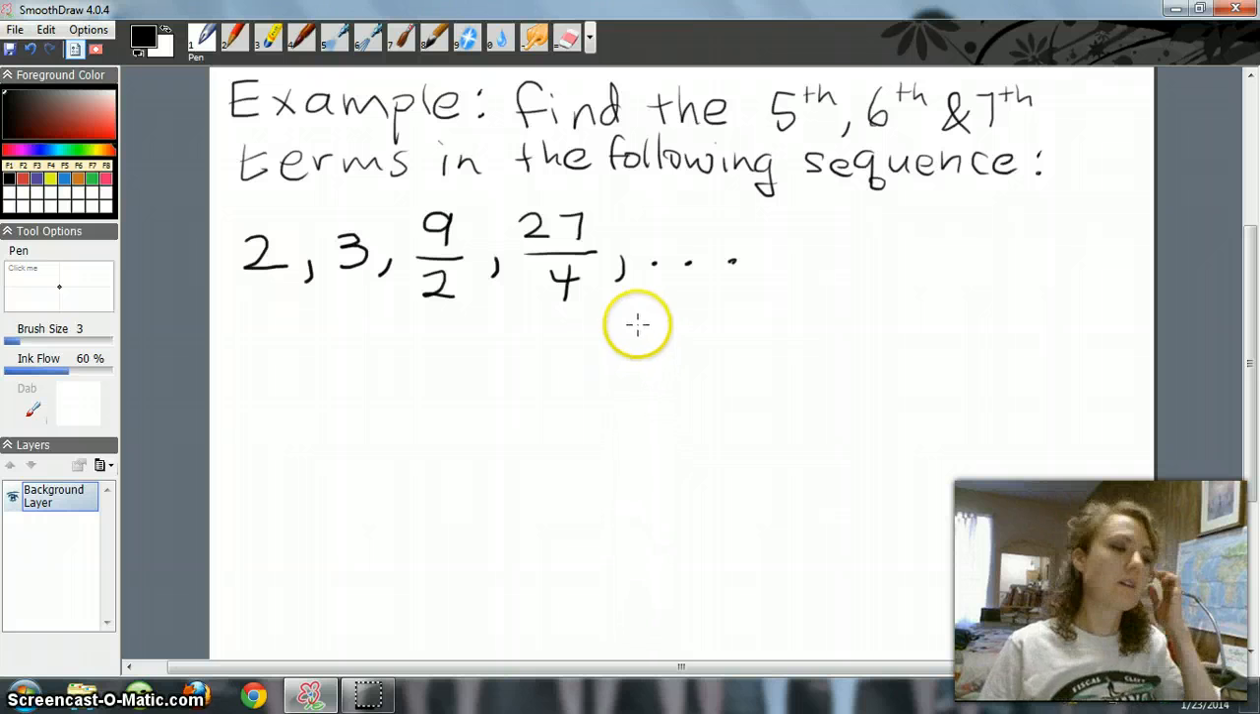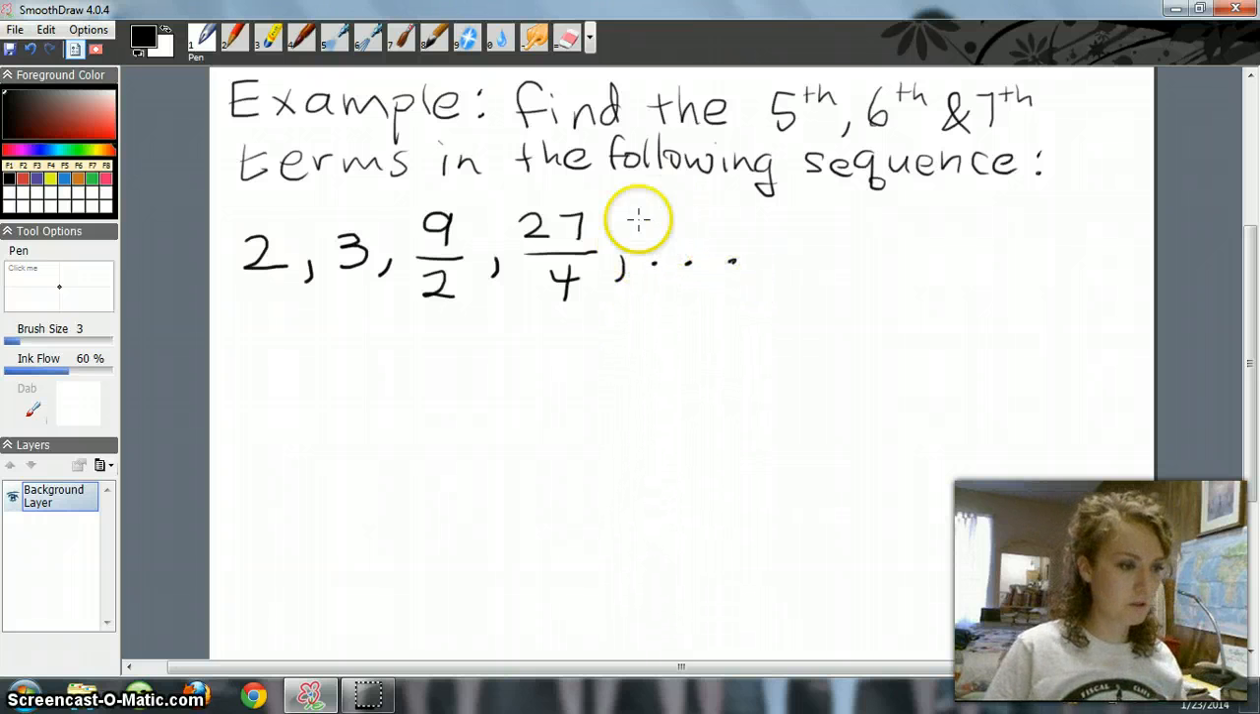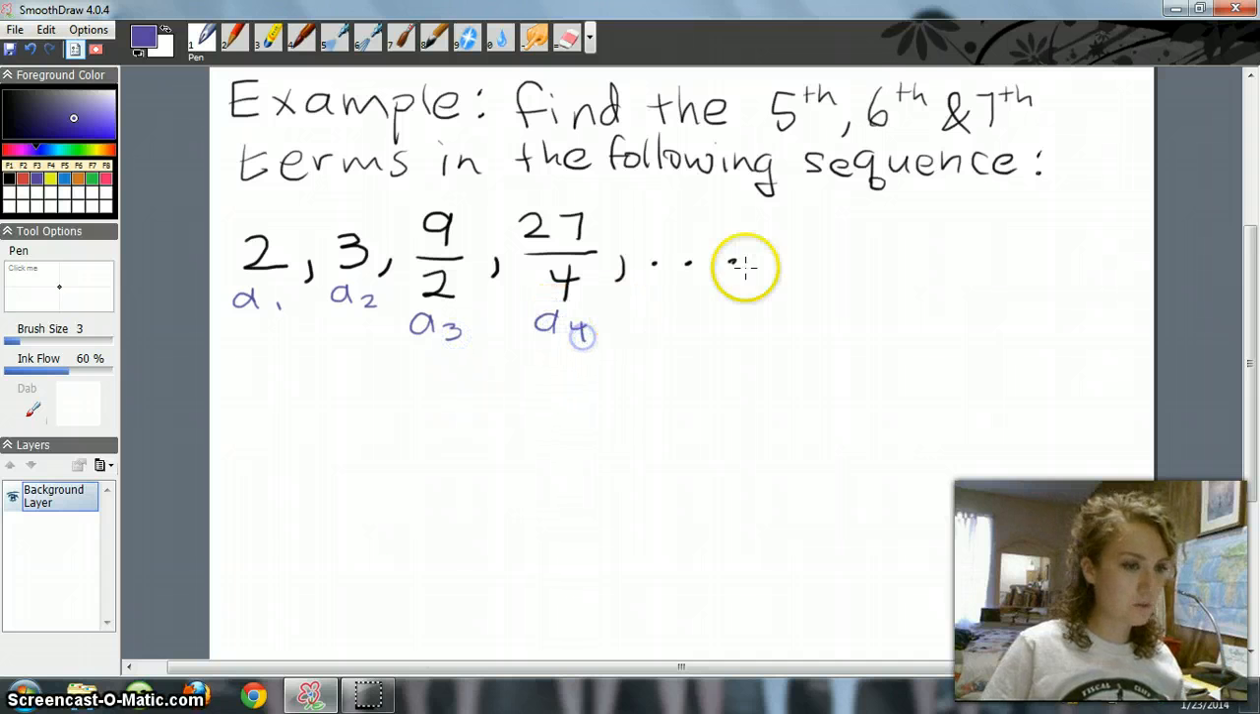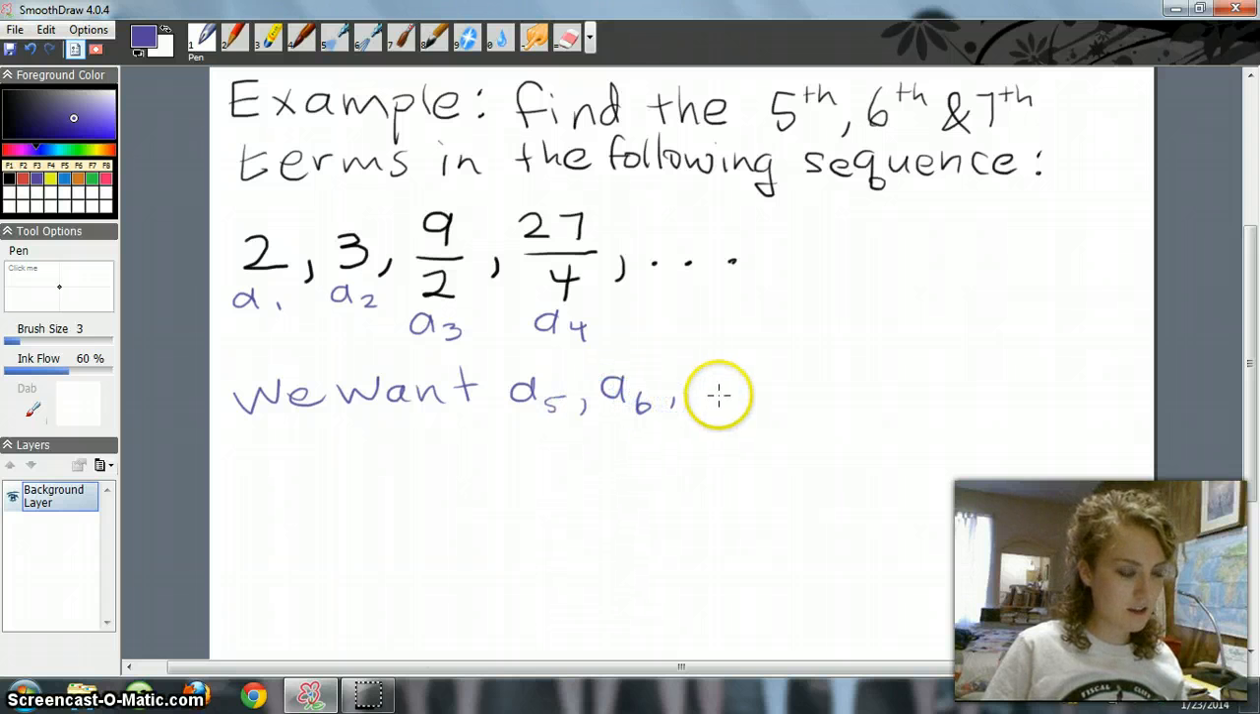Now remember, our 5th, 6th, and 7th terms will just be the next 3 in this sequence, because we have here a sub 1, a sub 2, this is a sub 3, a sub 4. So we're looking for, we want a sub 5, a sub 6, and a sub 7. The 5th, 6th, and 7th terms.